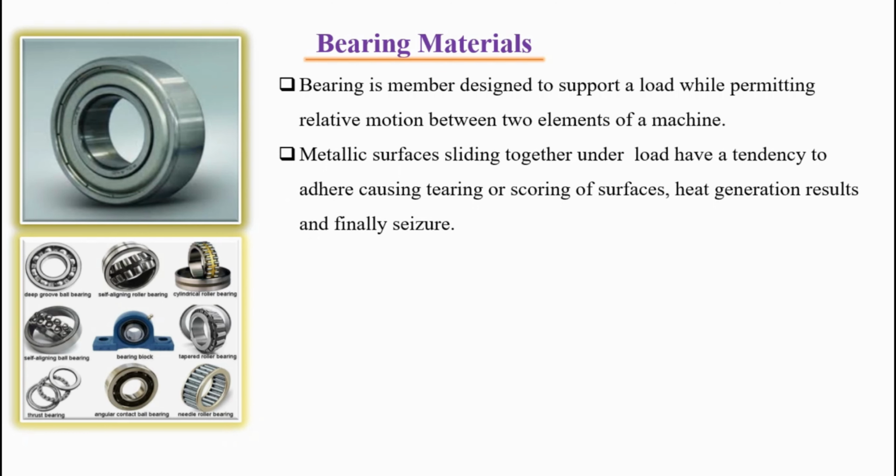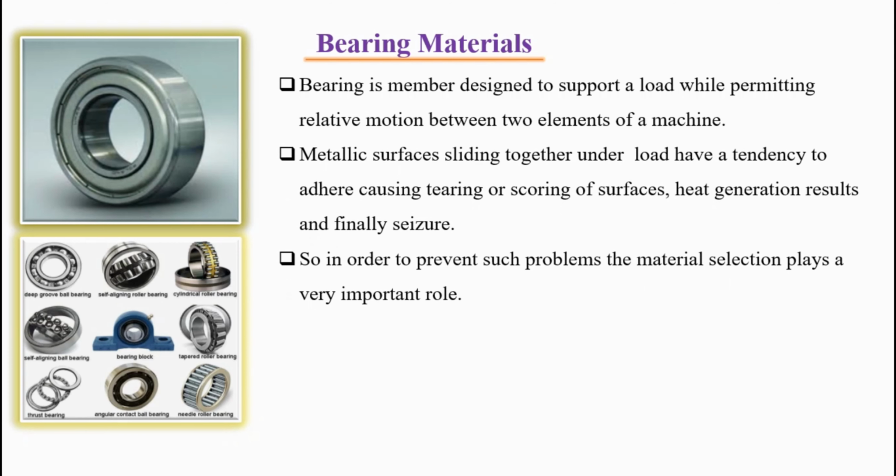Next, in order to prevent such problems, as I told you earlier, the material selection plays a very important role. See guys, I have already told you that in order to prevent this adhesion, friction and all the inconveniences of operation in machine elements or machine parts, we need to select a very good material, a particular specific material suiting that application.